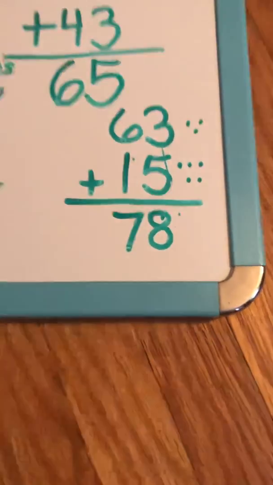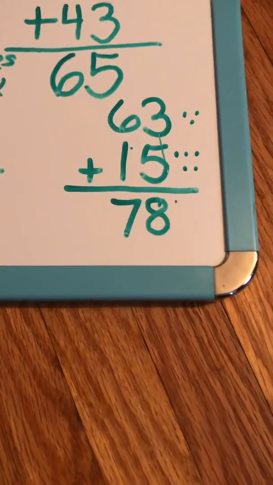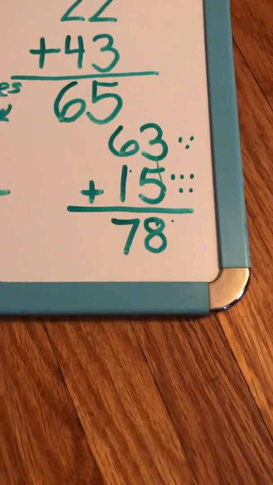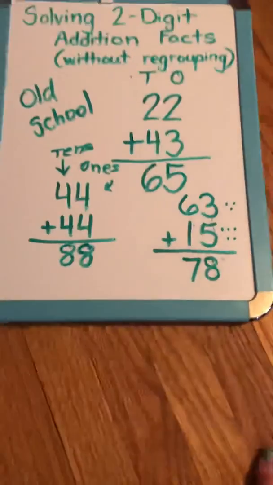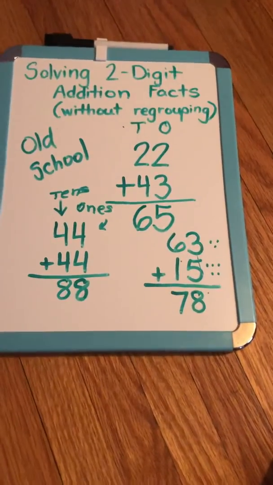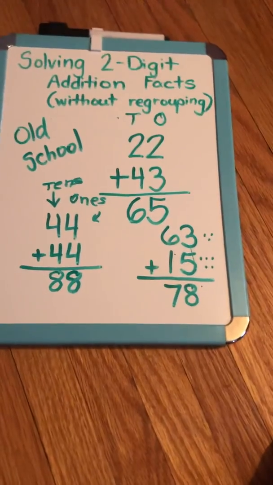If you solved that on your own, all by yourself, then kiss your brain, give yourself a pat on the back, a hug, and a round of applause. You did it. You just learned how to use the old school strategy for solving 2-digit addition facts without regrouping.